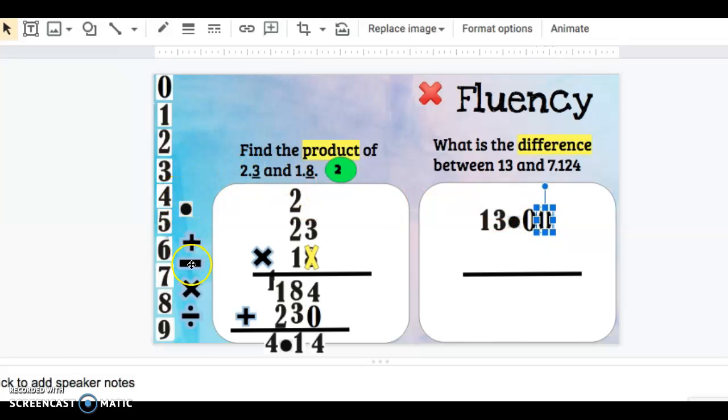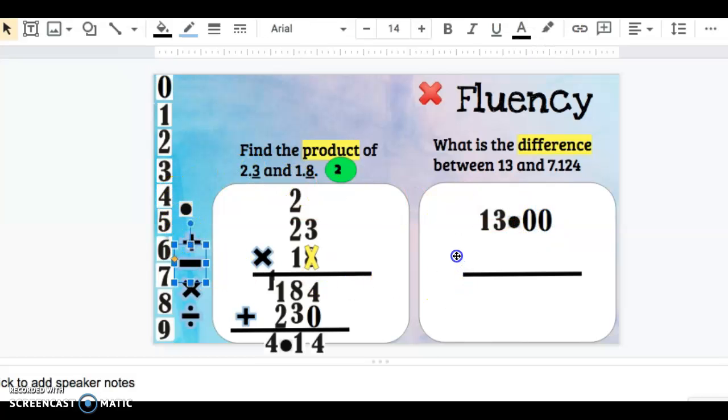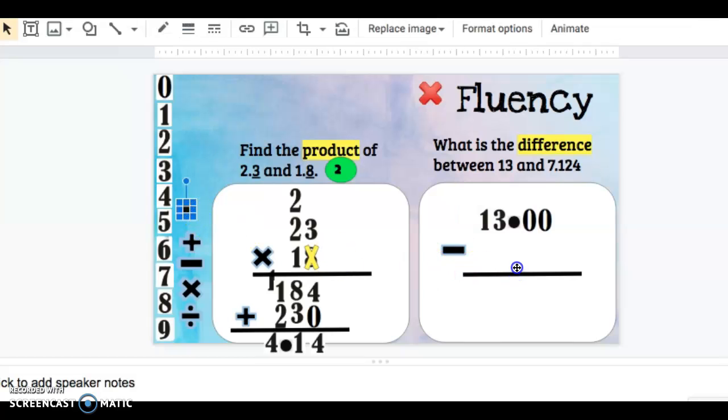And then you're subtracting 7 and 124 thousandths. So I put my decimal point. Just a sneak peek for you all. Your writing on Friday is going to be over subtracting decimal points.